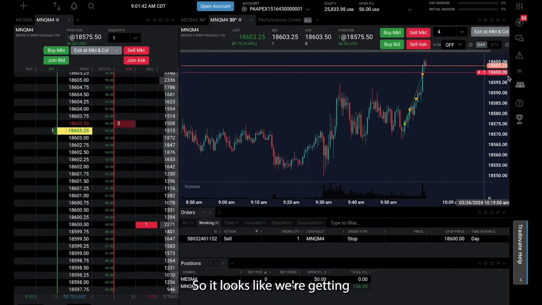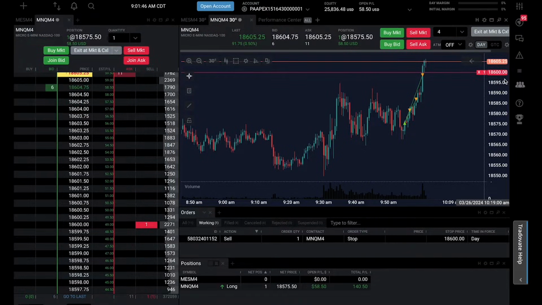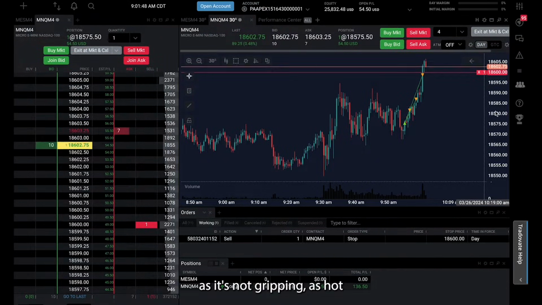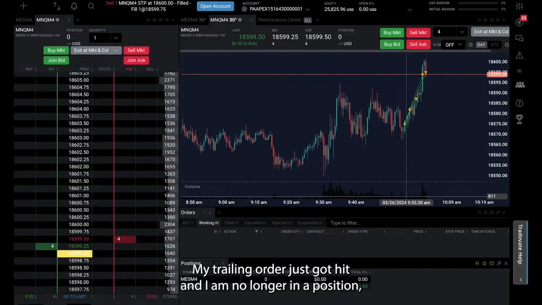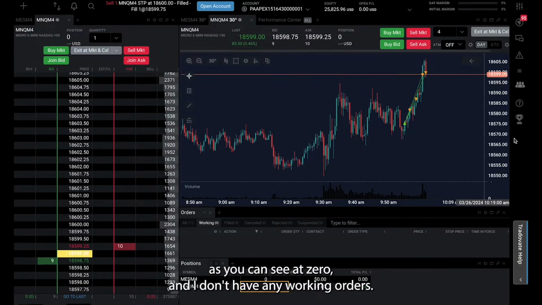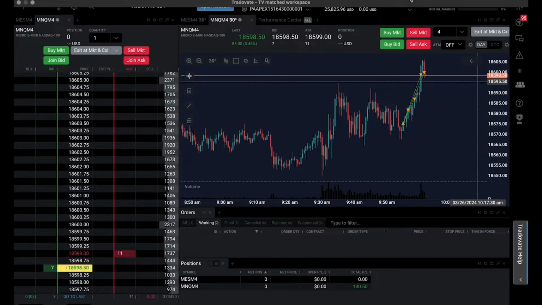So it looks like we're getting some exhaustion here in price, as it's not ripping as hot or as quick as it was before. And there you go, my trailing order just got hit, and I am no longer in a position. As you can see, it's 0, and I don't have any working orders, so that is good.